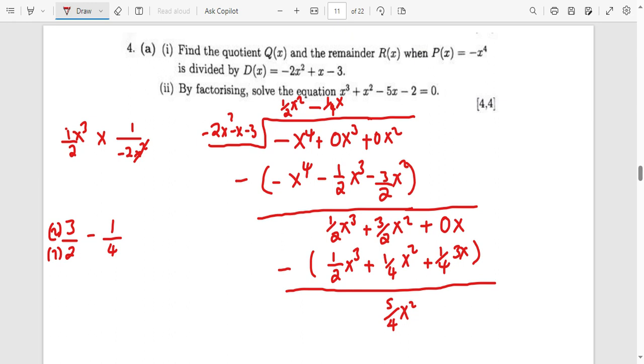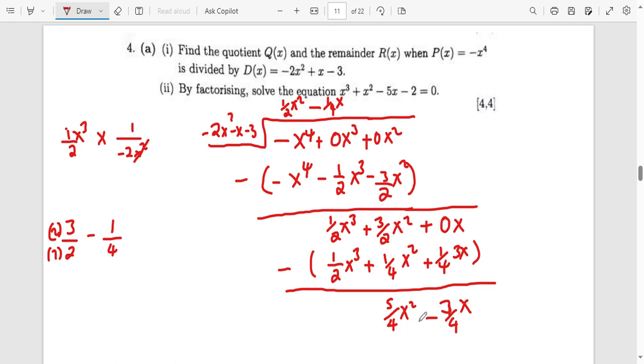And then the next thing, 0x minus negative 1 over 4x, that is just going to be a negative 1 over 4. Oh, I actually didn't multiply this. Negative 1 over 4 times negative 3. That was supposed to give me negative 3 of... Okay, I should have written 3 on top and then 4 like that and then with an x.